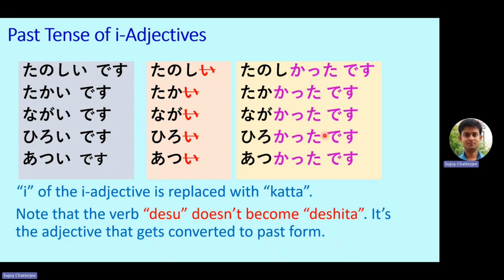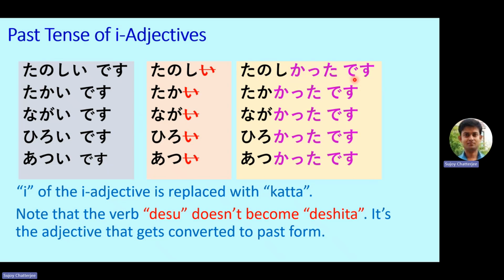Another very important point is that although it is the past form, tanoshikatta, we don't write deshita. This does not become deshita. It remains as desu. This is a very, very important aspect. Many people make this mistake that they write tanoshii desu becomes tanoshikatta deshita. No, deshita will not be the form. It will be desu only because we have already incorporated the past component in katta. Katta is already the past. So it cannot be katta deshita. It will always be katta desu.